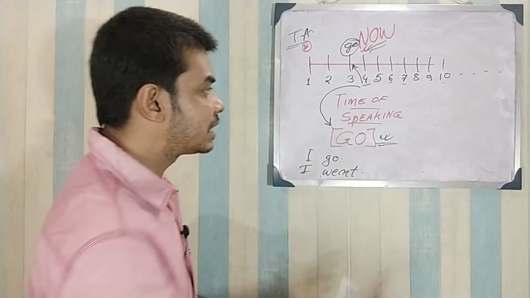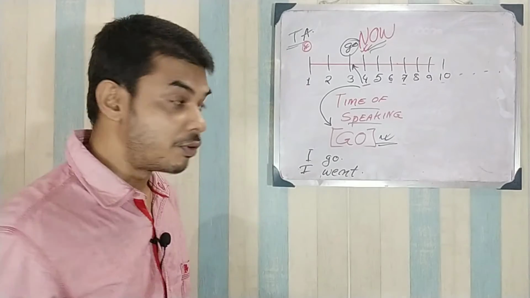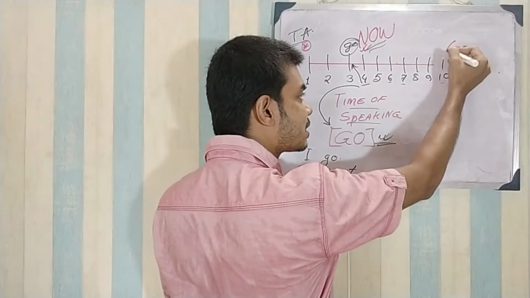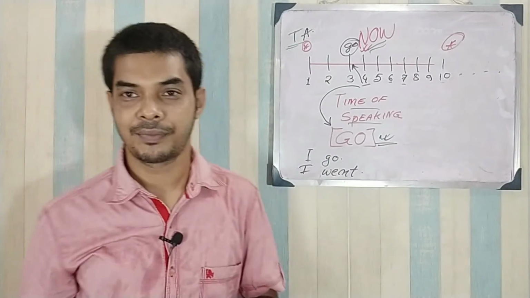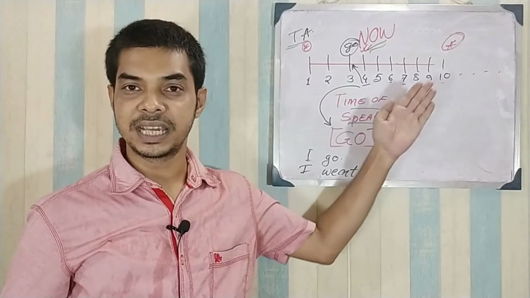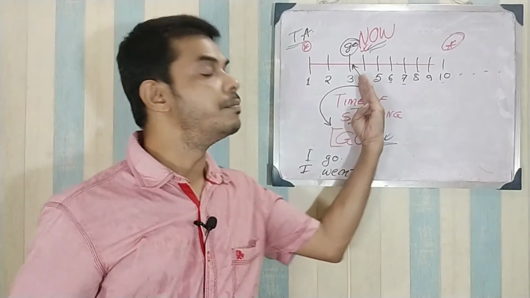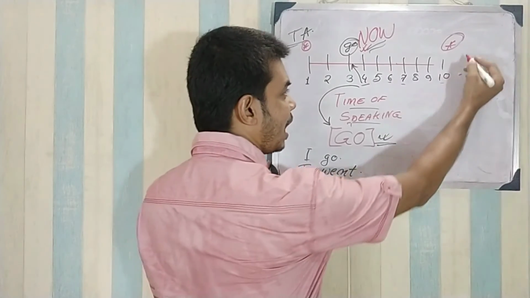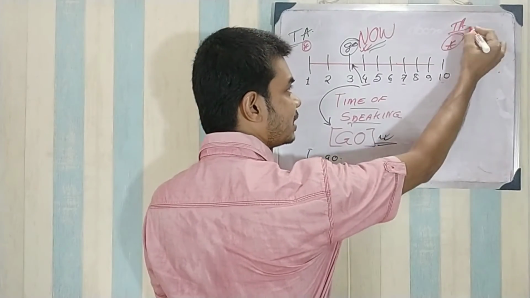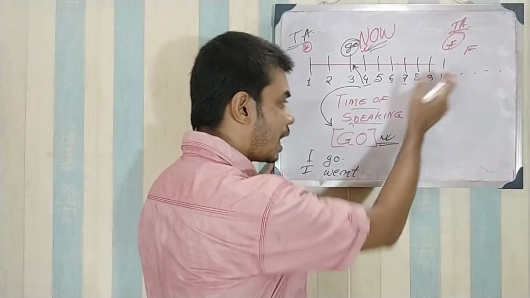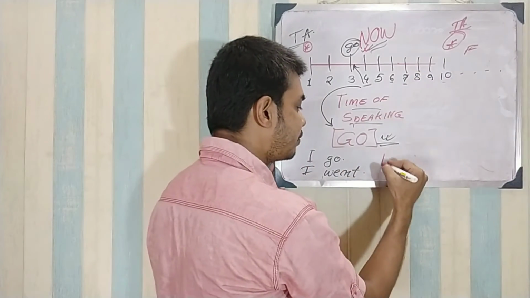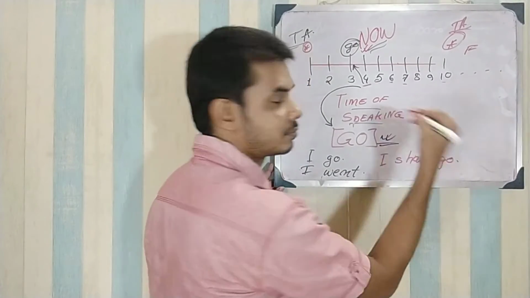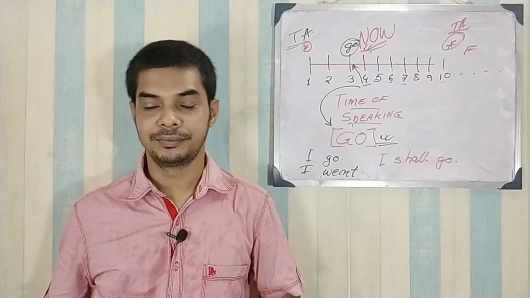And if it happens that in respect of the time of speaking, we are thinking that this action might happen, there's a possibility on 10. In our number line, probably it's in 10 or 9 or 8 or something after 4. It will be considered as future. There's a possibility, and in respect to the time of speaking, we will say that this tense is future.